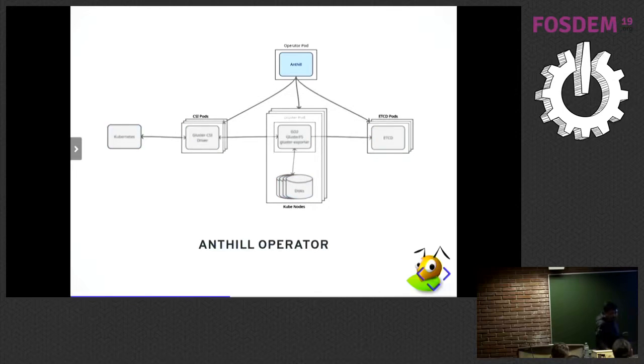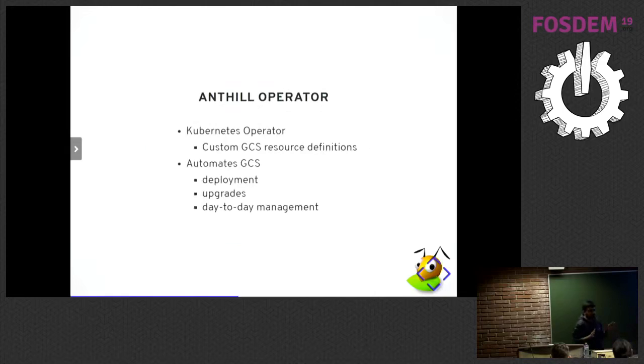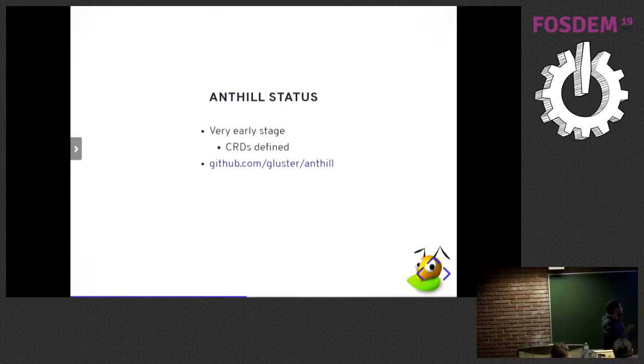Let's go into Anthill first. Anthill is a Kubernetes operator, which defines custom GCS resource definitions. Kubernetes provides a base for other projects to define their own resource types. So Anthill defines the GCS resource types in Kubernetes, and it automates deployment, upgrades, and day-to-day management of GCS. At the current state, Anthill is very early. There isn't actually anything other than the CRDs present yet, but we are working on stuff, and things will come out soon. Anthill is developed under the Gluster project in GitHub at github.com/gluster/Anthill.